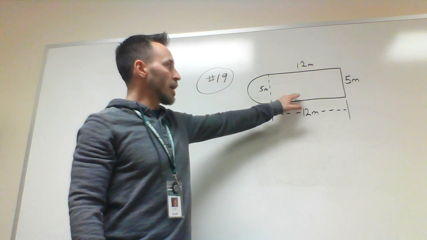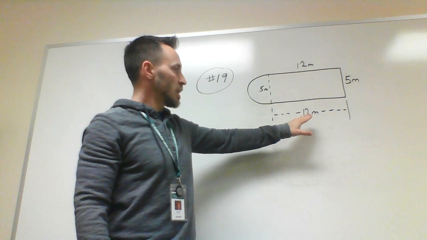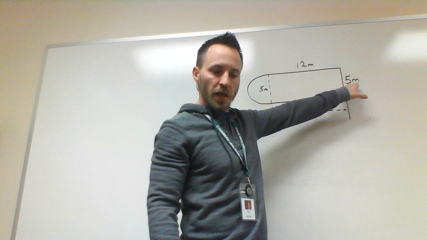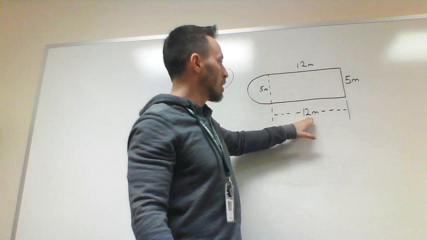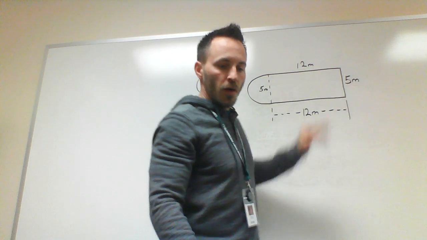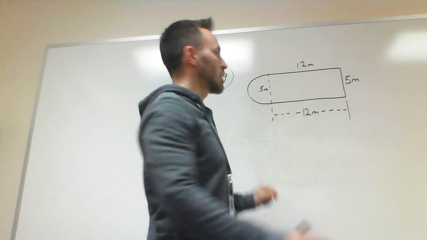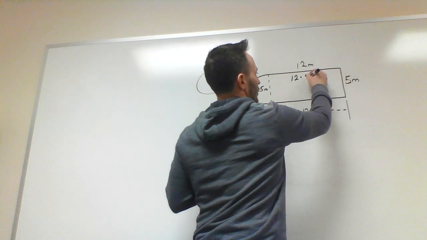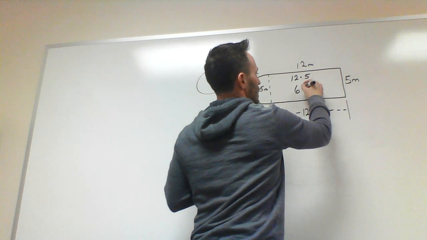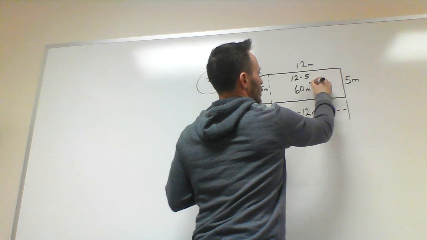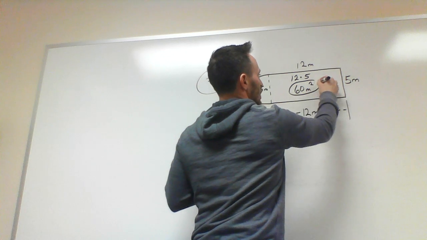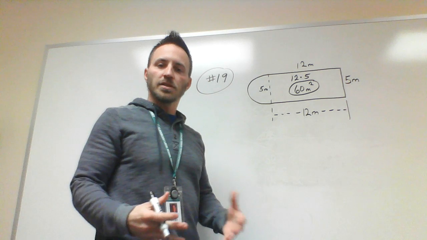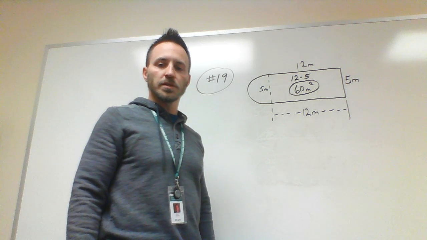We know the area of a rectangle is multiplying length times width, or base times height. So if we multiply 12 times 5, we're going to end up with 60. Okay, so I'm going to do that right here. 12 times 5 is going to give us 60 meters squared. I'm circling this number because we're going to use that to calculate the entire surface area of both shapes.